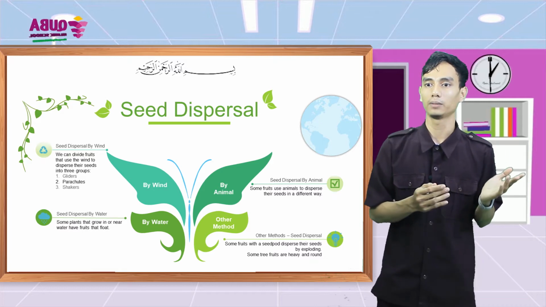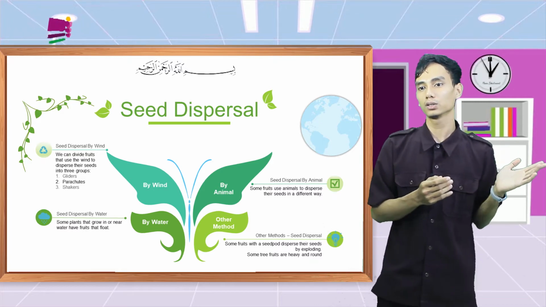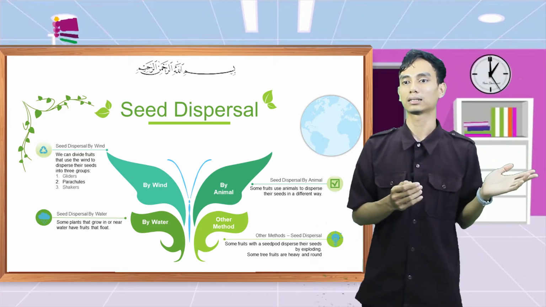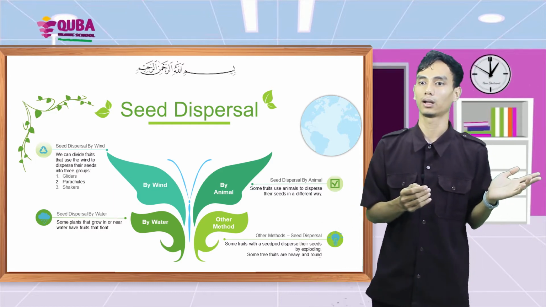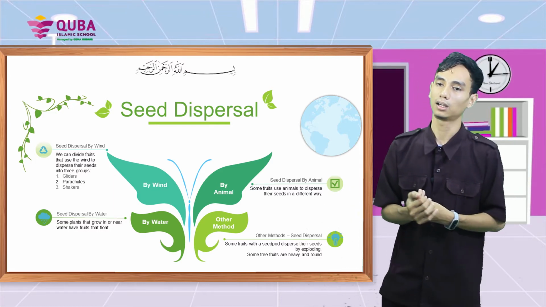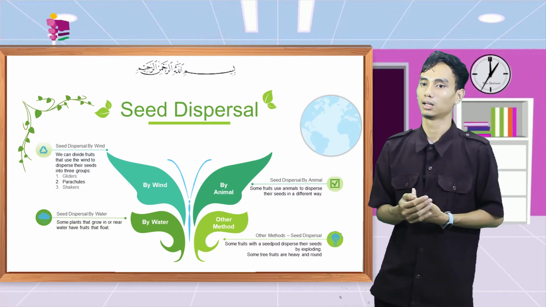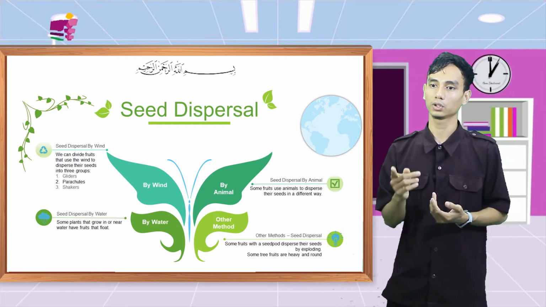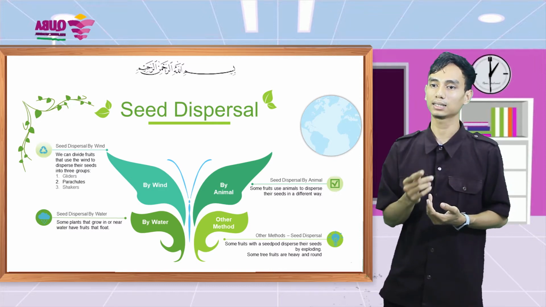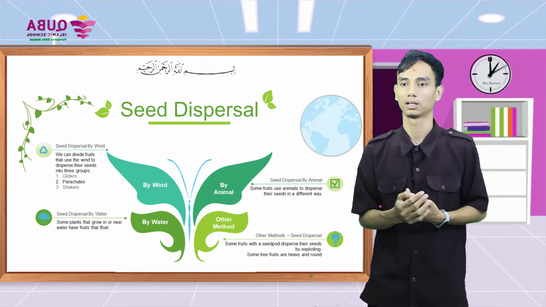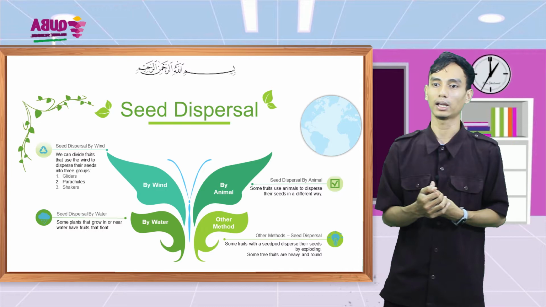Seed dispersal by animals. Some fruit use animals to disperse their seed in different ways. And then other methods. Some fruit with a seed pod disperse their seed by exploding, or explosion. Some tree fruit are heavy and round.